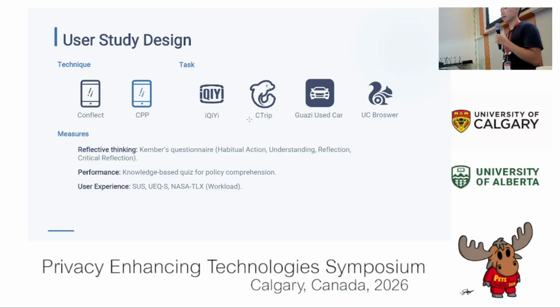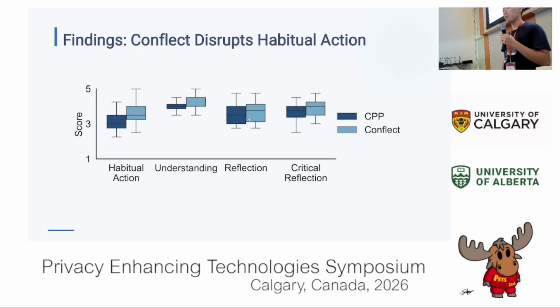And finally, we conducted a user study, and we compared ConFlict to traditional contextual privacy policies, which only show the privacy policy excerpt where a risk emerges. And we compared them across different tasks, from travel booking to browsing, etc. We measured mainly reflective thinking using the CANVAS questionnaire, which is widely used in HCI conferences and security and privacy conferences. And we also measured policy comprehension and workload. And our main finding is that ConFlict disrupts habitual action and increases understanding, which is reflected in the scales.